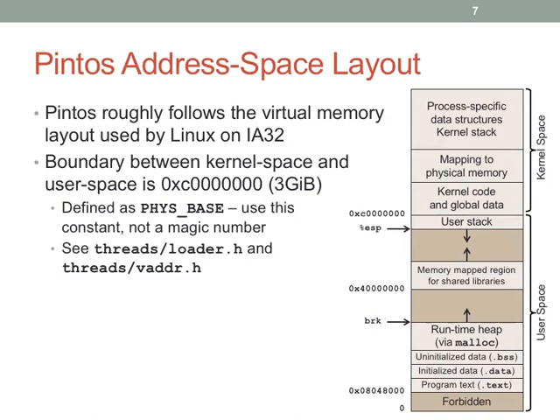First of all, we do have the same boundary between user space and kernel space that's in Linux processes on IA32. It's defined as PHYS_BASE, and you'll notice this over and over again in the write-up that it says use PHYS_BASE, don't hard-code that constant, because they want to be able to change PHYS_BASE and have it still work.